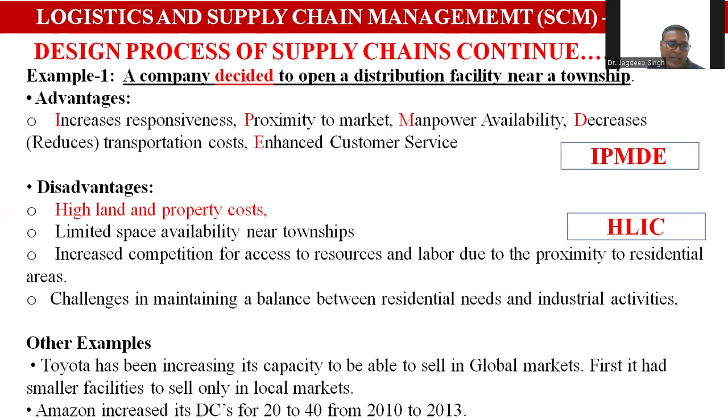And another example: Toyota has been increasing its capacity to be able to sell in global markets. First, it had smaller facilities to sell only in local markets. So this is how later on they created bigger ones. And also we can take an example of Amazon. It increased distribution centers from 20 to 40 from 2010 to 2013.